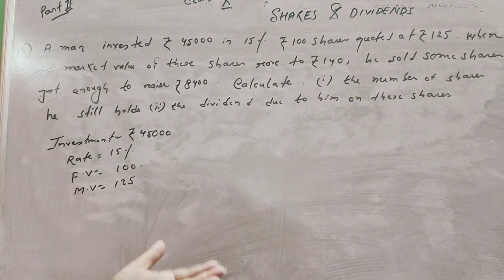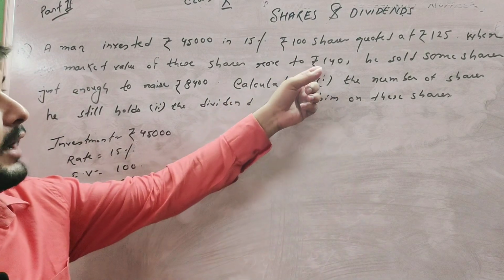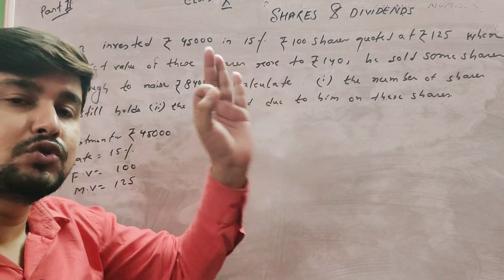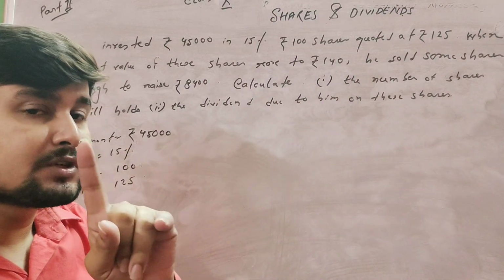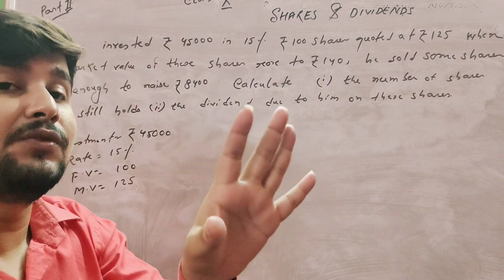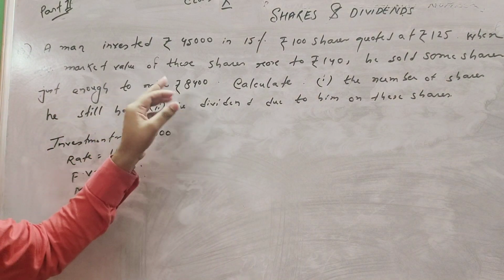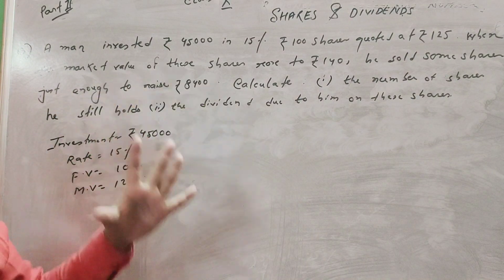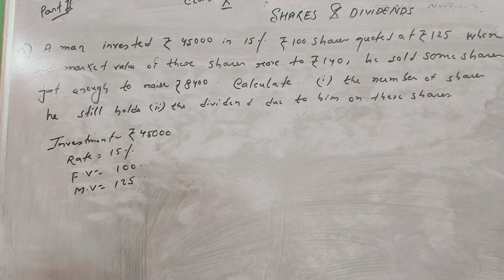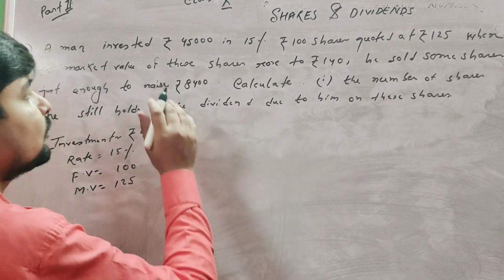That means he sees that when the price of the shares gets high at rupees 140, he wants to sell some shares. The number of shares sold is not mentioned, but he only wants to gain, that means he only wants rupees 8400. Okay, so firstly we calculate the total number of shares.